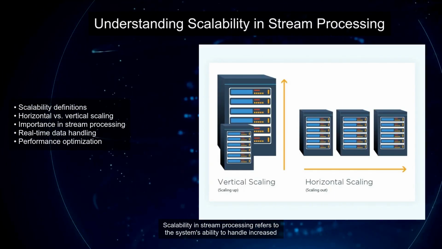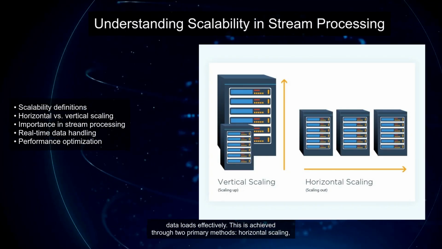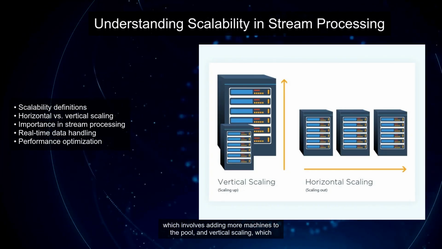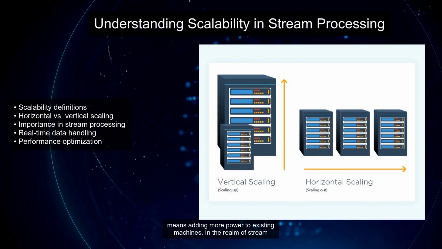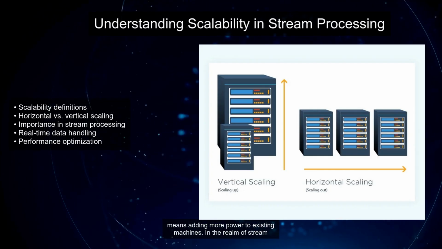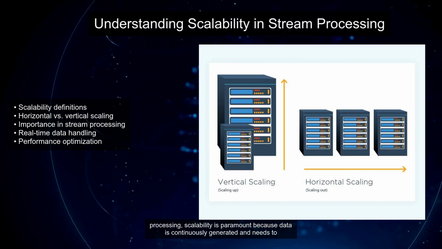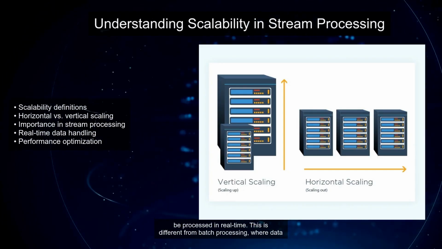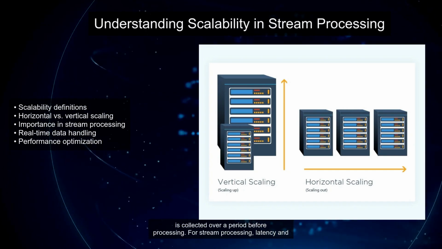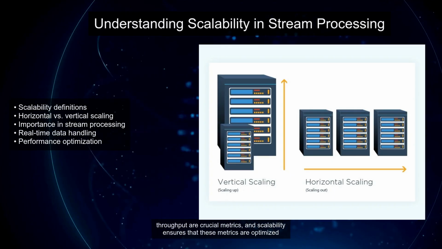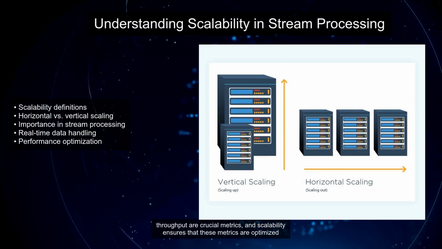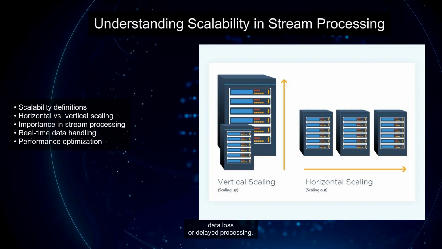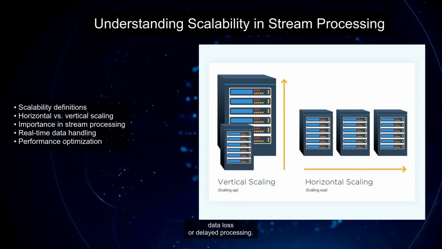Scalability in stream processing refers to the system's ability to handle increased data loads effectively. This is achieved through two primary methods: horizontal scaling, which involves adding more machines to the pool, and vertical scaling, which means adding more power to existing machines. In the realm of stream processing, scalability is paramount because data is continuously generated and needs to be processed in real time. This is different from batch processing, where data is collected over a period before processing. For stream processing, latency and throughput are crucial metrics, and scalability ensures that these metrics are optimized as the system grows. Without scalability, performance bottlenecks can occur, leading to data loss or delayed processing.